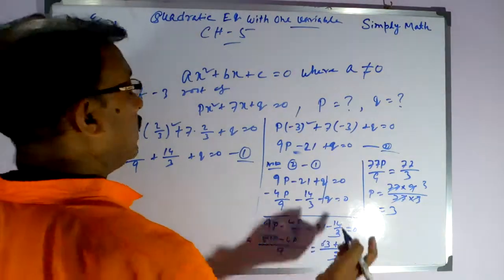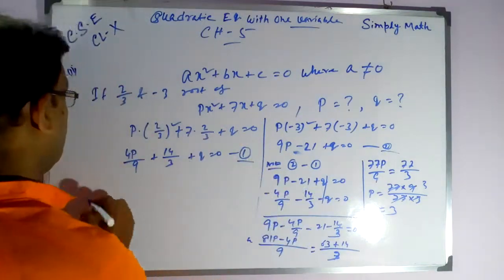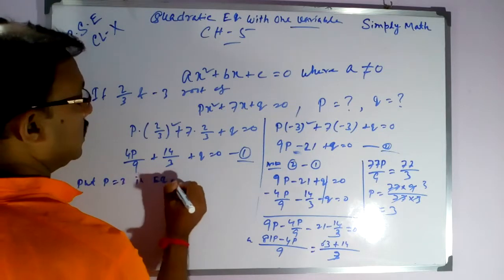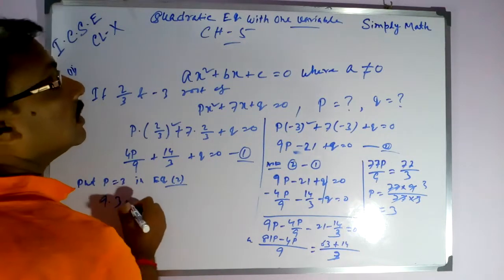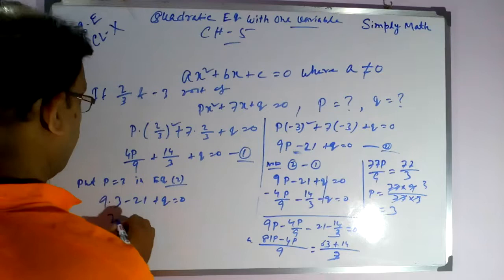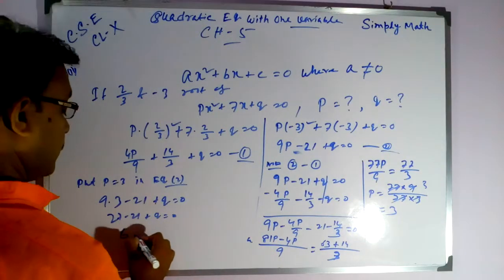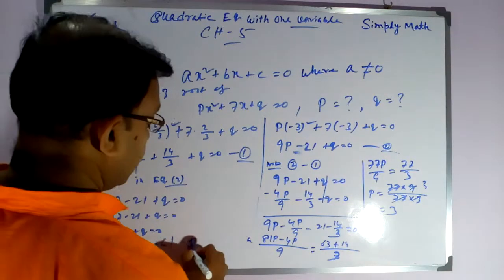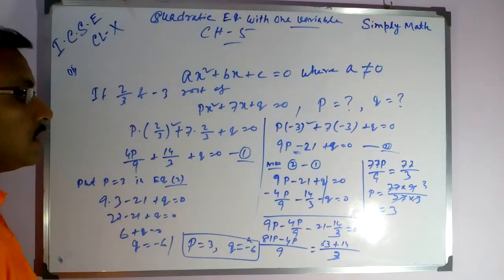Putting values in 2. Put p is equal to 3 in equation 2. What is this? 9 into 3 minus 21 plus q is equal to 0. 27 minus 21 plus q is equal to 0. 6 plus q is equal to 0, or q is equal to minus 6. Therefore, p is equal to 3 and q is equal to minus 6. This is the result.